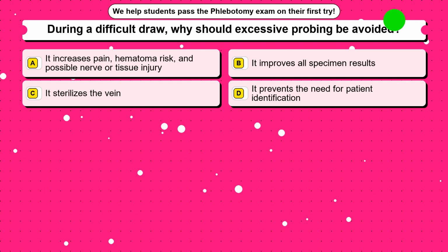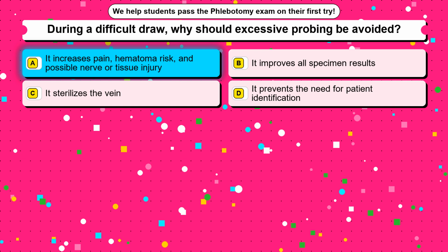Question 37. During a difficult draw, why should excessive probing be avoided? Option A. It increases pain, hematoma risk, and possible nerve or tissue injury. Option B. It improves all specimen results. Option C. It sterilizes the vein. Option D. It prevents the need for patient identification.